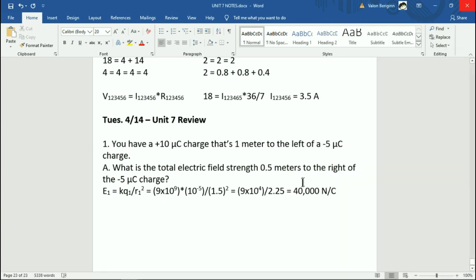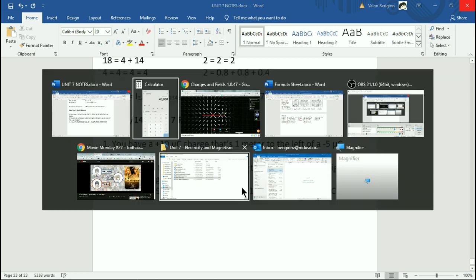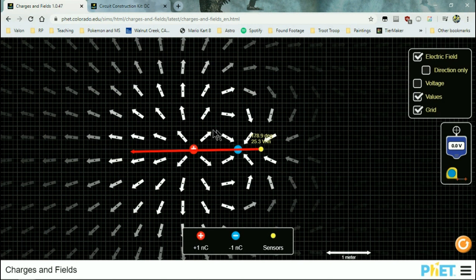And what's the direction of the field? The direction is from the positive charge. Remember, the field goes outward from a positive charge. Since we're to the right of it, the field from this positive charge is outward. I know that this arrow is pointing to the left, but the field just from this charge is outward. So just from this charge, the field is to the right.